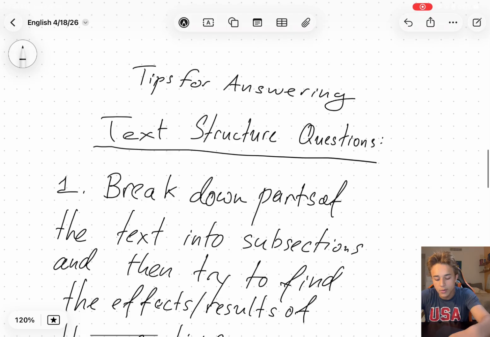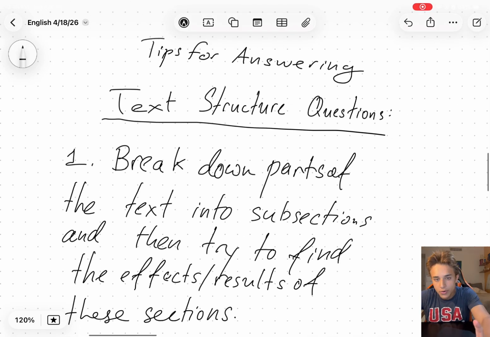So as always, we're going to start with some tips. The first tip is to break down parts of the text that you're asked about into smaller subsections. For example, if it's telling you about someone's life, and it says that they did all their homework, and they studied for their test, and they bought new shoes, and then the next day at school, everyone was complimenting their outfit.